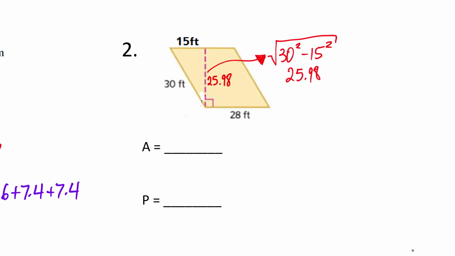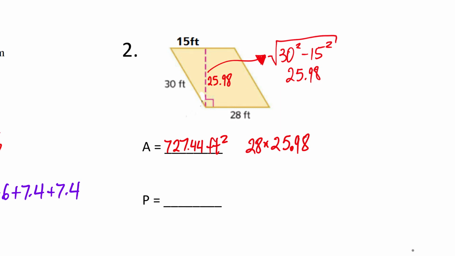25.98. So now I know the height is 25.98, so I have the base and height. So base times height, 28 times 25.98. What is that? 727. Okay, 727.44 square feet.